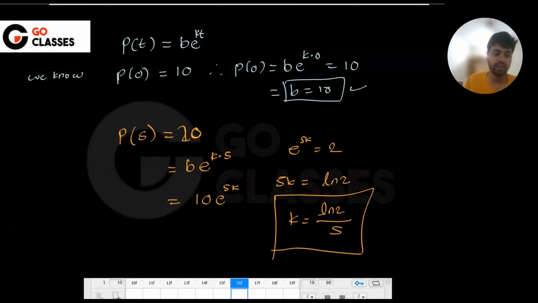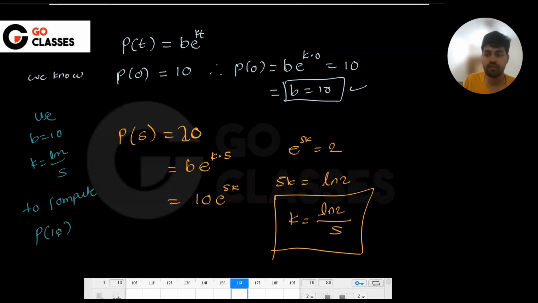And now to make a prediction, use b equal to 10, k is equal to ln 2 by 5 to compute p of 10, which is what we wanted, right? Use that. So there is a question: every time, the number of values given might be equal to the number of parameters. Yeah, that need not be the case.